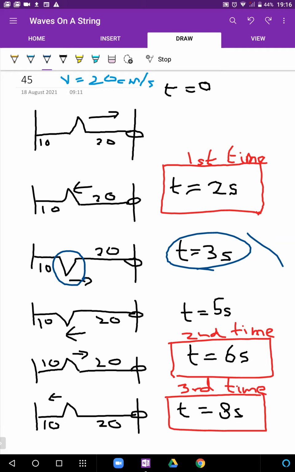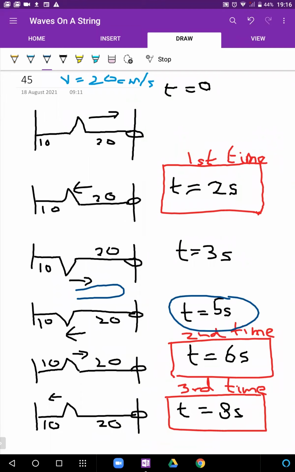So let's wait for it to become upright again and be at the same place. If you wait 1 more second, it will move 20 more centimeters. It will reach that end. And then 1 more second, it will move another 20 centimeters and be back over here. So from t equal to 3, if I wait for 2 seconds, it's going to go ahead and come back. And this time it will be reflected from the free end. Therefore, it will stay inverted. It will stay upside down because the free end does not invert the pulse. So at t equal to 5 seconds, it's still upside down.